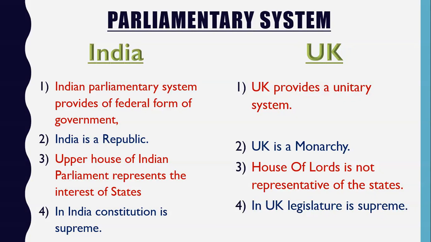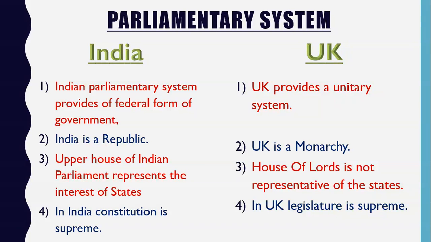Okay, now what is the fourth difference? In India, the constitution is supreme. We know that India has a written constitution, and in any written constitution system, the constitution is supreme. The legislature is subordinate to the constitution. The constitution is the supreme law of the land.